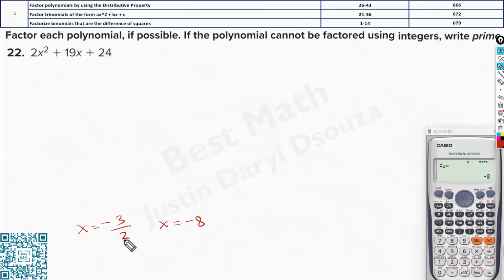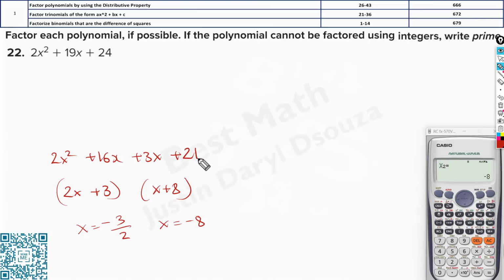So how can we write the factor? Now directly you can do this. 2 goes to the other side, will be 2x, and 3 to the other side will be plus 3. This is one factor. X plus 8 is another factor. Now multiply here. 2x squared, then over here with the 8 plus 16x, and then we have 3 times x, it's 3x, and lastly we have plus 24.